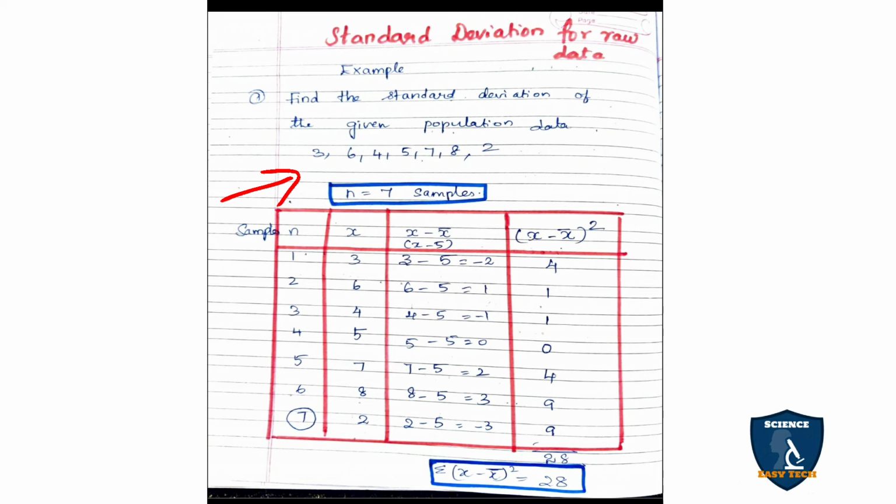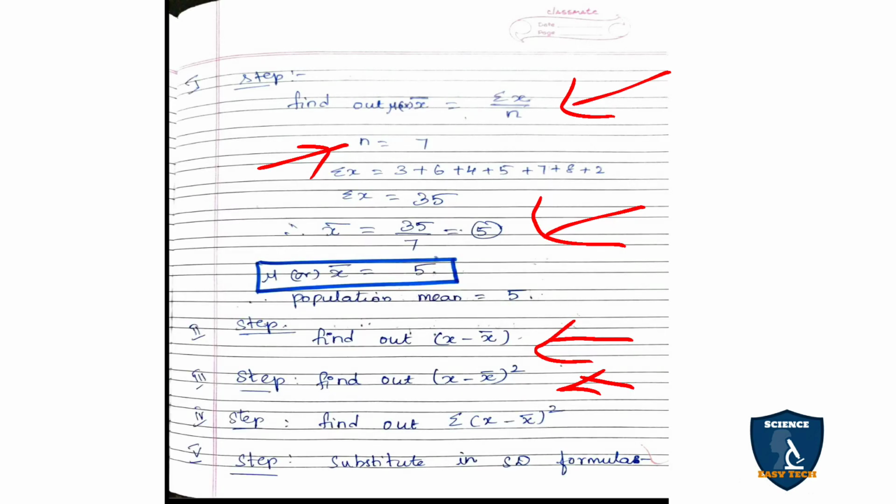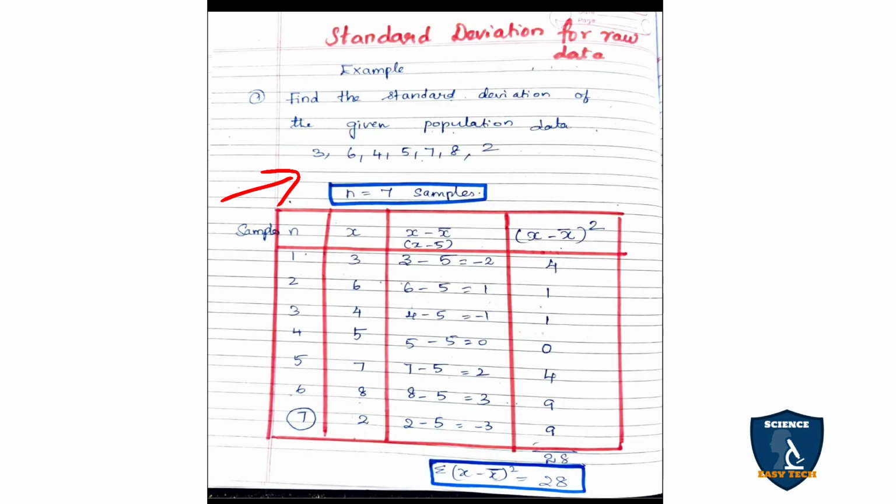So we have completed this step. What is step 4? In step 4 we have to find the summation, the total, of x minus x bar whole square. So total all the values: 4, 1, 1, 0, 4, 9, 9. Calculating it: 4, 5, 6, 10, 19, 28. So your answer is 28. Summation of x minus x bar square is equal to 28.